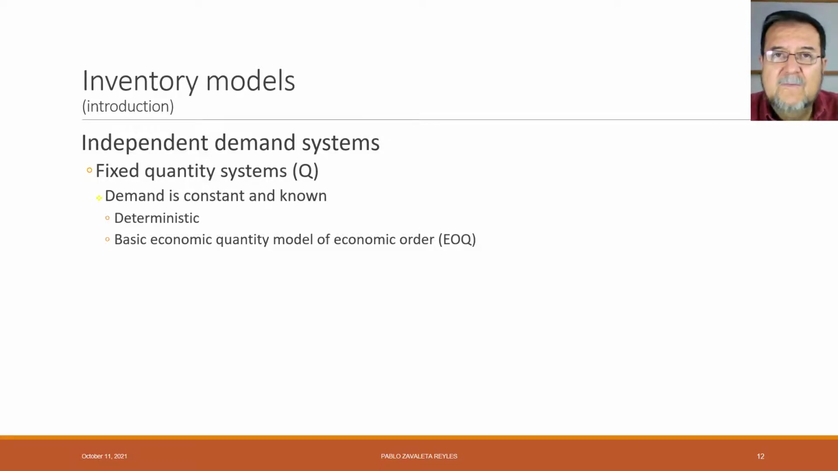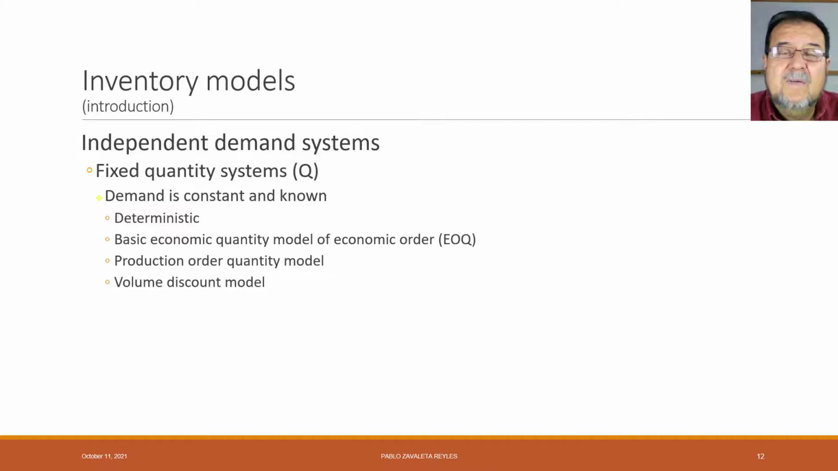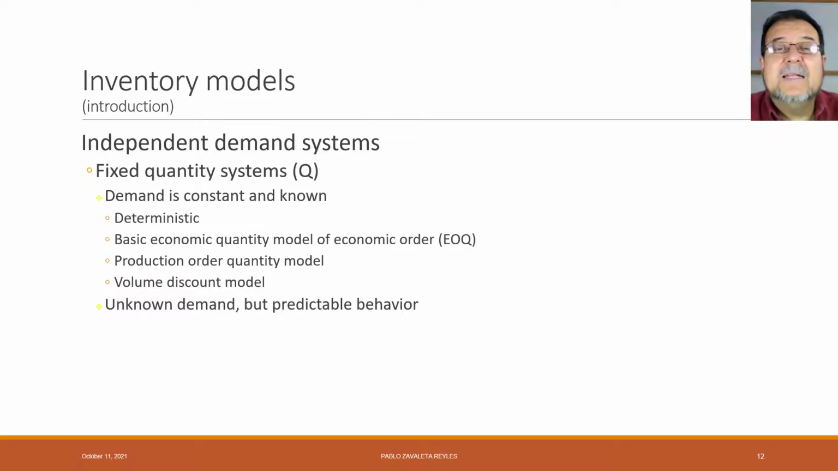You can find the formula very easily almost anywhere. You have the production order quantity model, and you have a volume discount model. And the second one is unknown demand, but it's predictable, its behavior. This one is probabilistic. We just include the formulas there and we get the numbers.